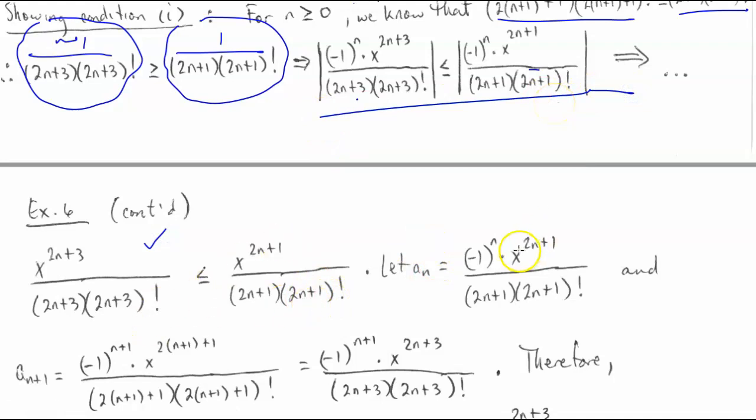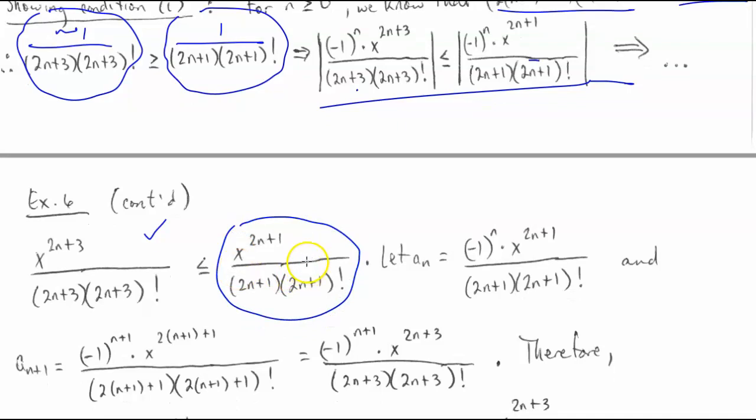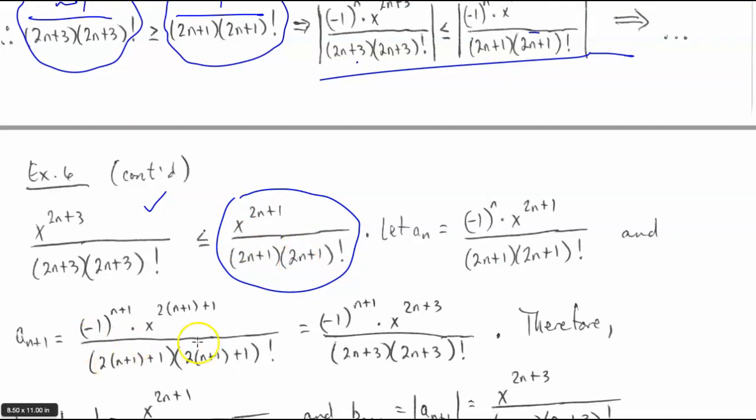And so now that we have that, we want to allow our a sub n to be -1 raised to the n times x raised to the 2n plus 1 divided by 2n plus 1 times 2n plus 1 factorial. In other words, we're going to allow this to be the a sub n. And thus, we know that a sub n plus 1 is the same thing as this. Everywhere where we see n, we replace it with n plus 1.